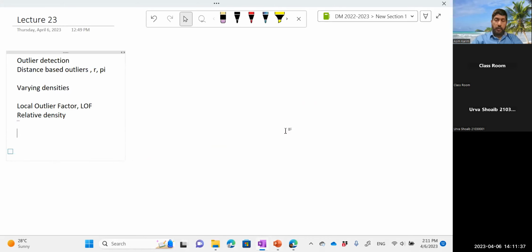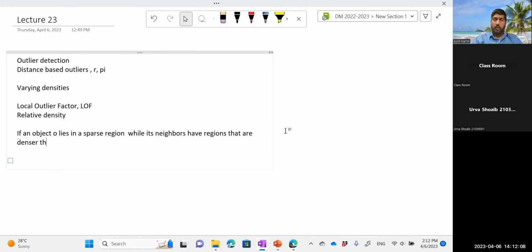So in words, if an object O lies in a sparse region, while its neighbors have regions that are denser, then O is likely an outlier. Okay? So that is the basic idea of this.